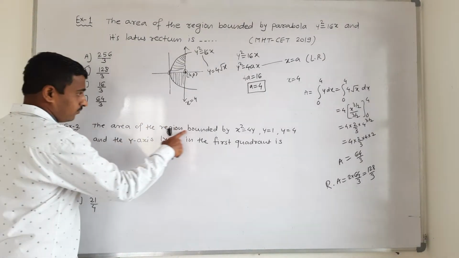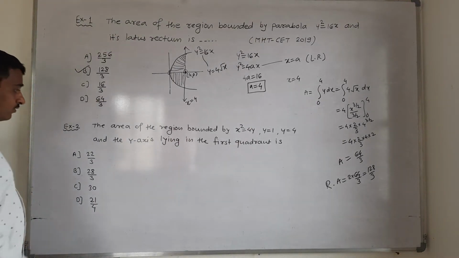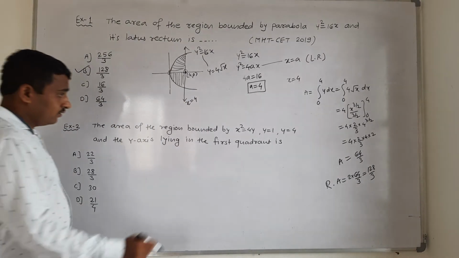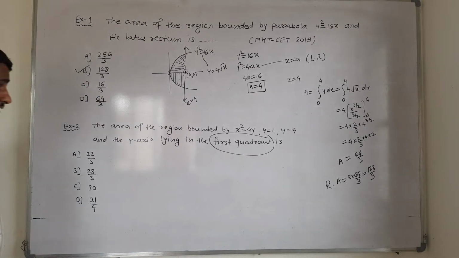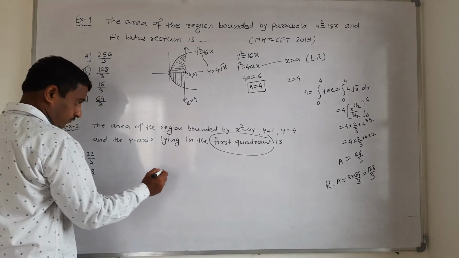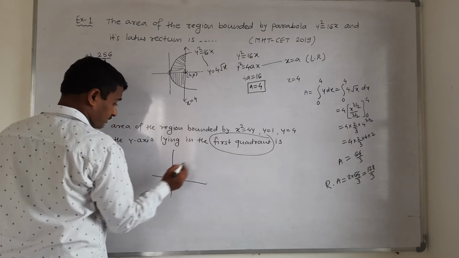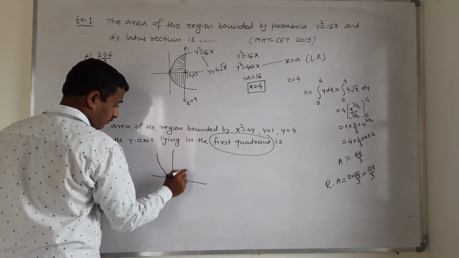Next, the area of the region bounded by x square is equal to 4y, y is equal to 1, y is equal to 4, and the y axis lying in the first quadrant. Find the area in the first quadrant. The area in the first quadrant is asked. This is the parabola x square is equal to 4y, which opens in the upward direction.